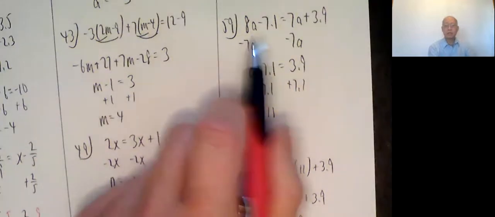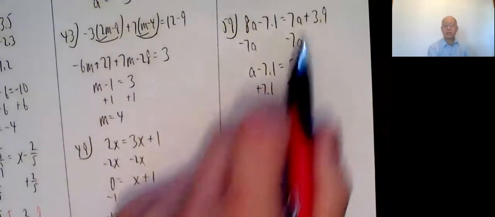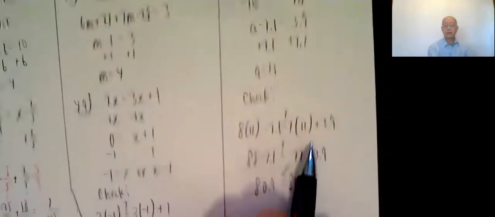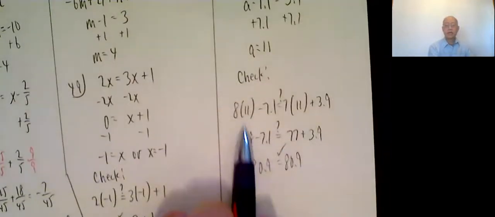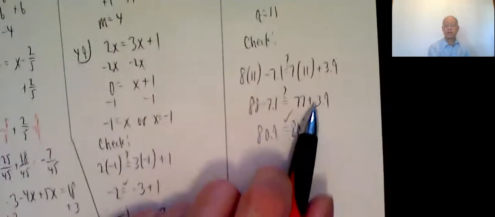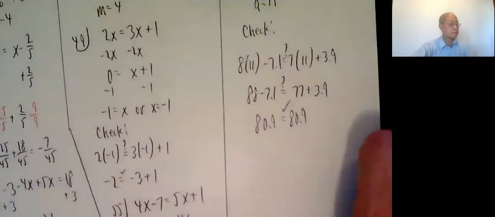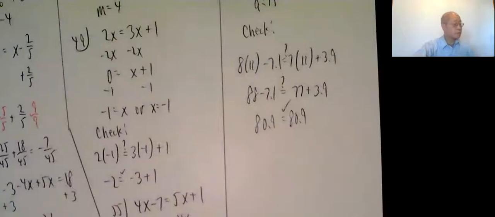Check. Plug in 11 here and 11 here. 8 times 11 minus 7.1. Is that equal to 7 times 11 plus 3.9? 88 minus 7.1. 77 plus 3.9. And 80.9 is equal to 80.9. So it does check. All right, so these are some of the problems for section 1.2 of Elham's Math 120 online.